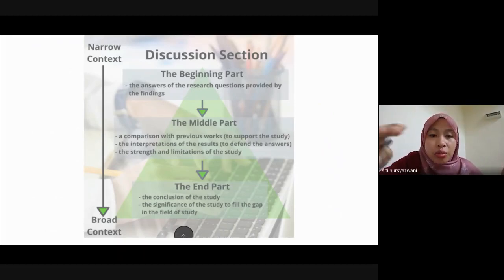From a narrow context you have to broaden. So at the beginning part, answer the research question based on the finding. At the middle part, comparison with previous work, whether contradicting or similar. Then you have to know the strengths and limitations of your study. At the end part, the conclusion of the study and also the significance of the study to fill the gap. What gap do you need to fill from your project, from the results you got, and how you will discuss filling the gap.